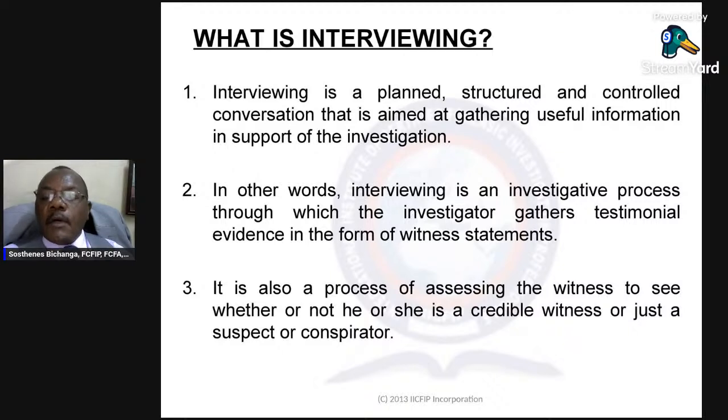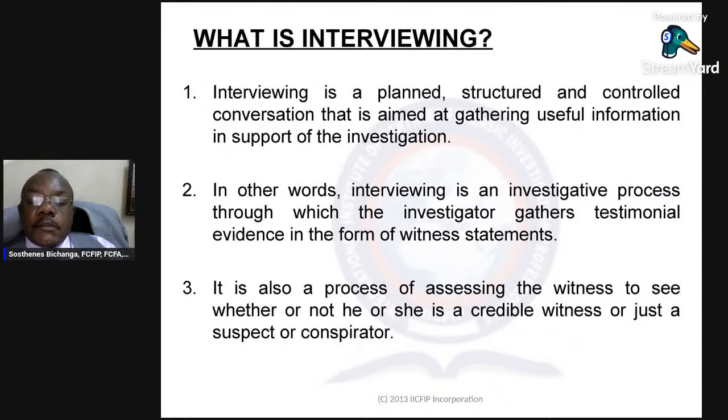Number 2, in other words, interviewing is an investigative process through which the investigator gathers testimonial evidence in the form of witness statements. It is during interviewing or at the end of it that the witnesses can be asked to put down what they know, so that will be taken as testimonial evidence that can be taken to court, and the witnesses who gave the statements can be able to go there and testify.